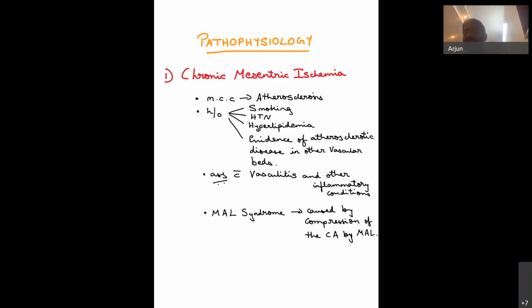Coming to pathophysiology, first I'll be speaking about chronic mesenteric ischemia. Here, the most common cause of chronic mesenteric ischemia is atherosclerosis. Here, the patient also has a history of smoking, hypertension, hyperlipidemia, and evidence of atherosclerotic diseases in other vascular beds. It is also associated with vasculitis and other inflammatory conditions. Median arcuate ligament syndrome caused by compression of the celiac artery by the median arcuate ligament is also seen.